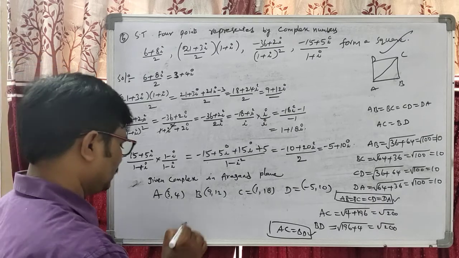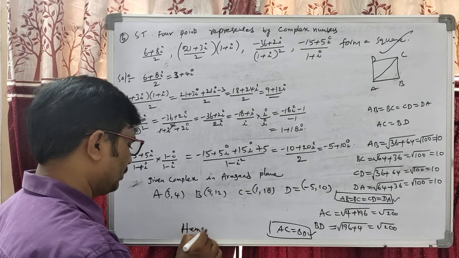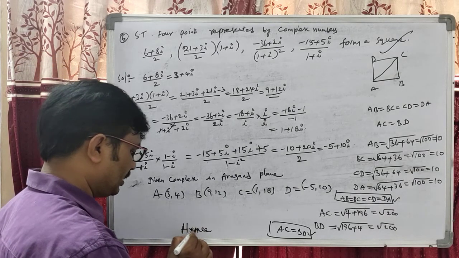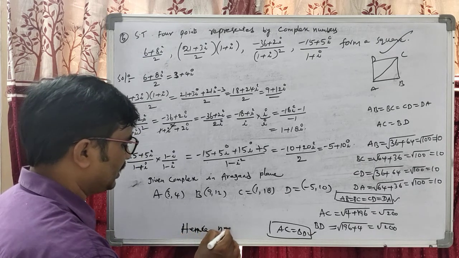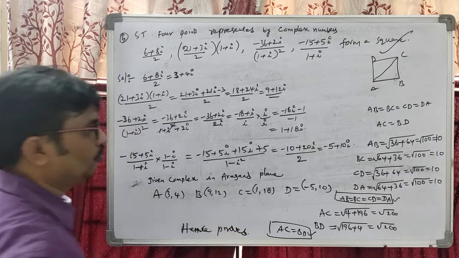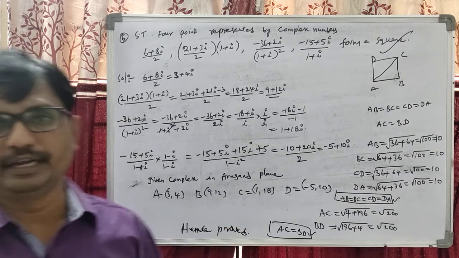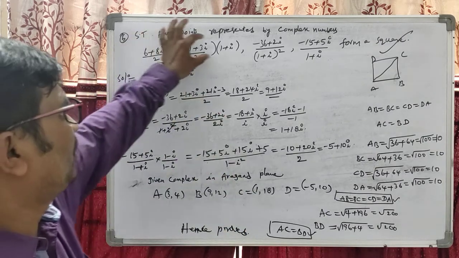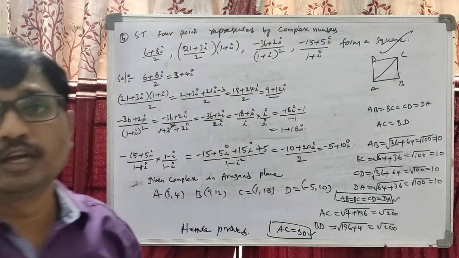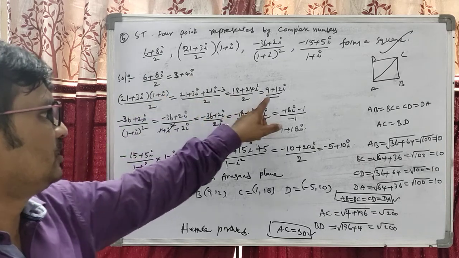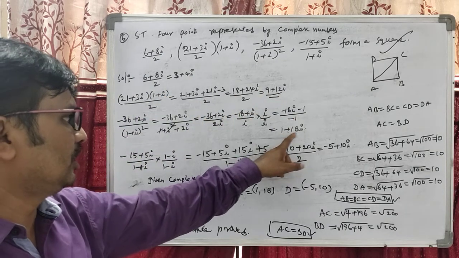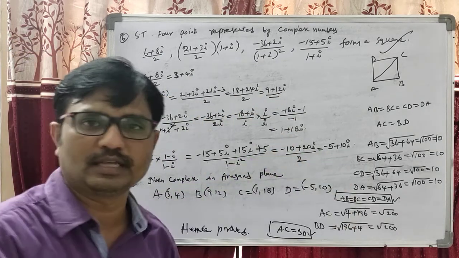Hence proved. The given complex numbers form a square in the Argand diagram. We can write hence proved. Okay students, first you can simplify the given complex numbers. First, all of you listen here. We can write them in a plus ib form.